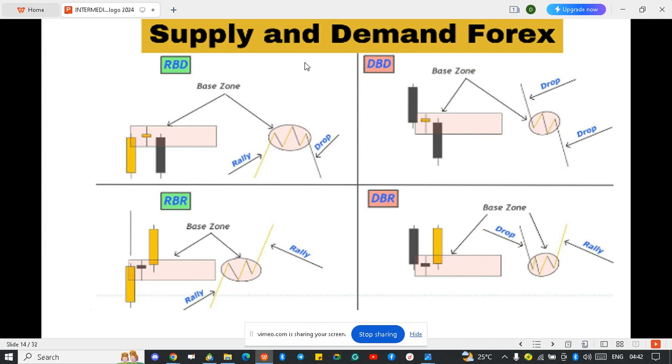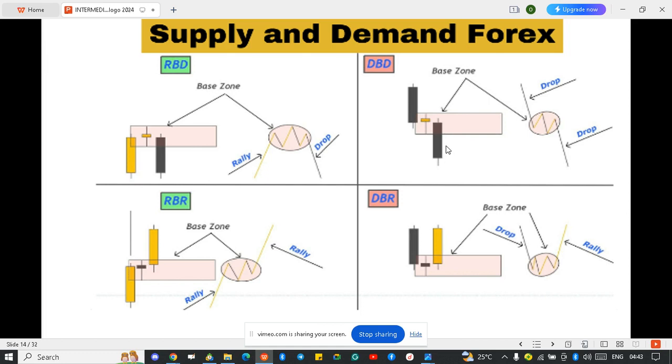Now the next one is what I like to call the continuation supply. The continuation supply is a drop, that's a sell candle, followed by a base. This base can be any candle. It could be a sell candle, it could be a buy candle, but usually it is small compared to the candle above it and the candle below. So you can see this is a drop, base, drop.